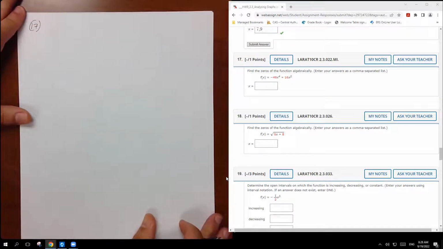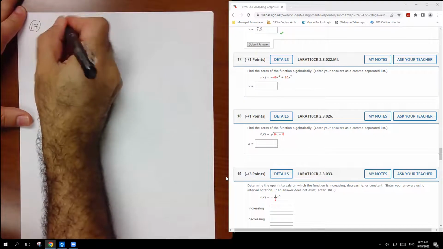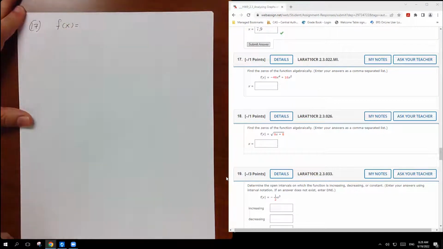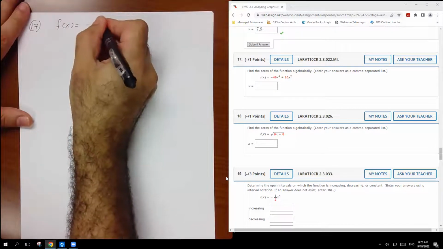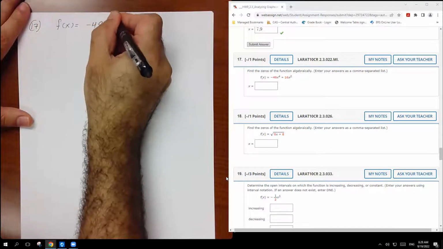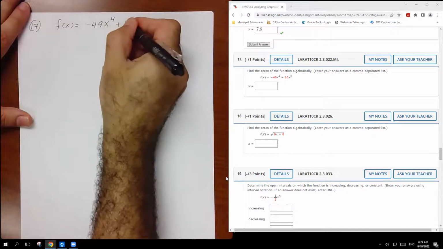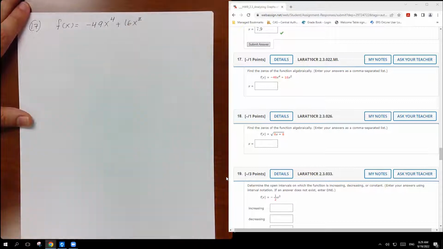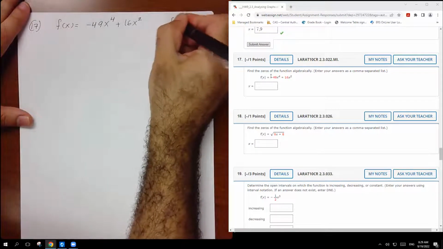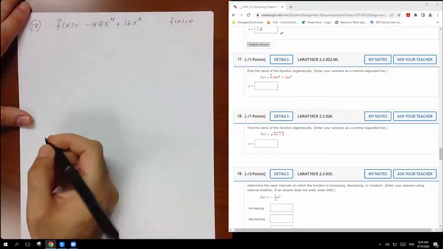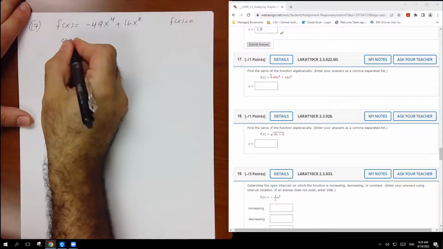So we have f of x equal negative 49x to the power 4 plus 16x squared. They ask you again, find the zeros, which means this side is going to be equal to 0. So I'm going to keep in my mind f of x equals 0. So this side equals 0.